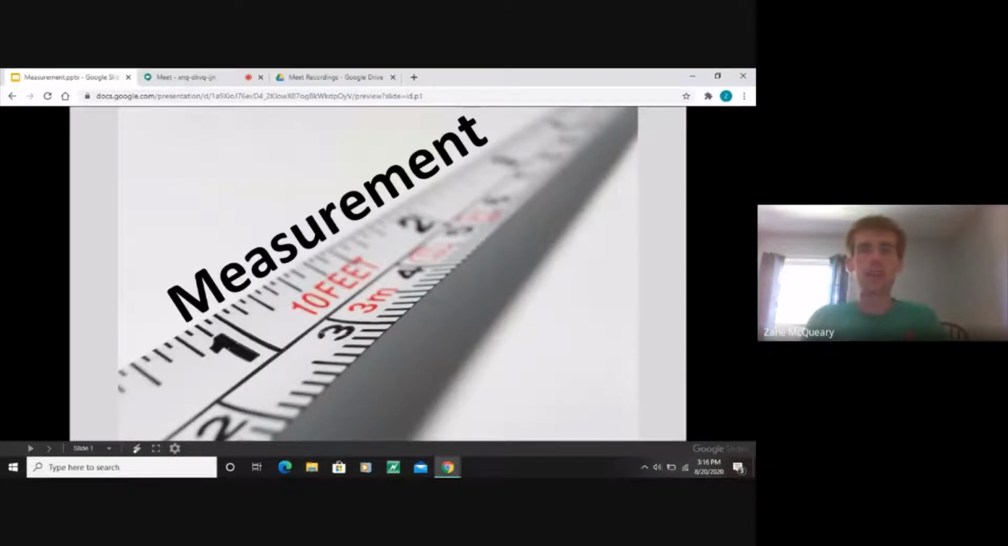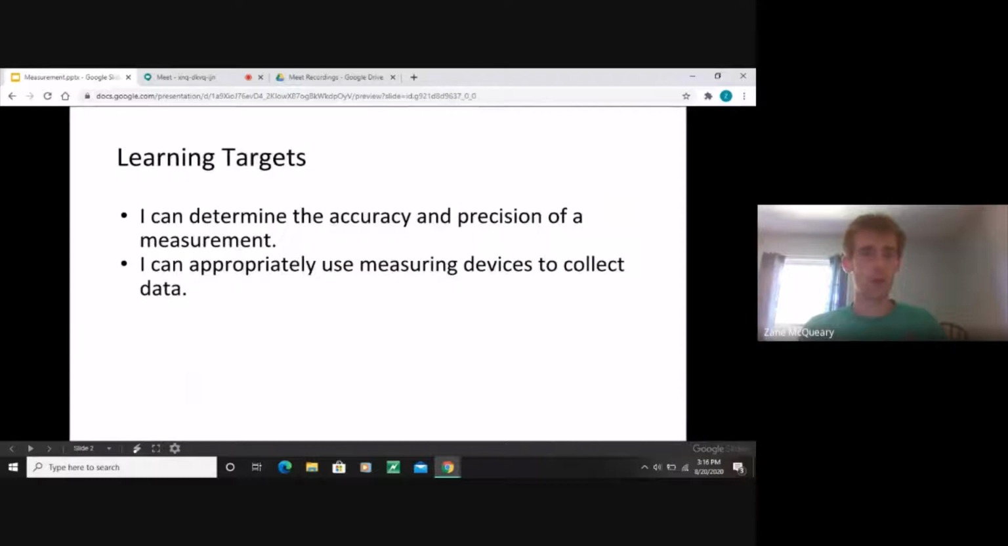Right, hello everyone. This is Physics with Mr. McQueary, and today we're going to be talking about a topic called measurement. This is a topic that usually you've seen before, but maybe haven't quite thought about it like we do in physics class. There are two main things that we're going to cover today. One is determining accuracy versus precision, and the second skill we're going to cover is determining how to use our measuring devices so that we can get better data.